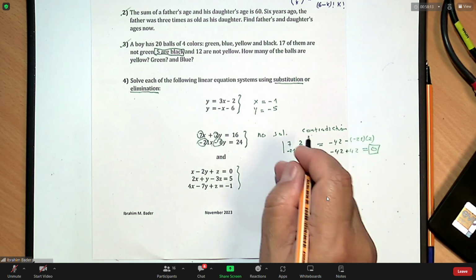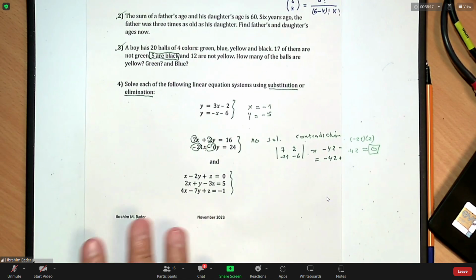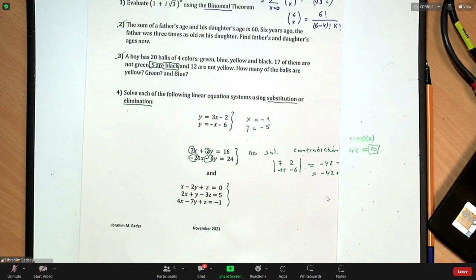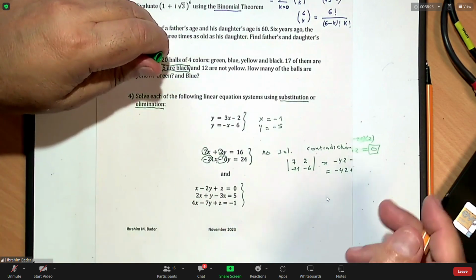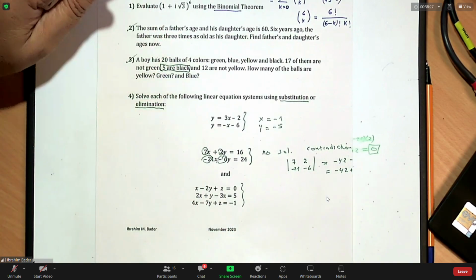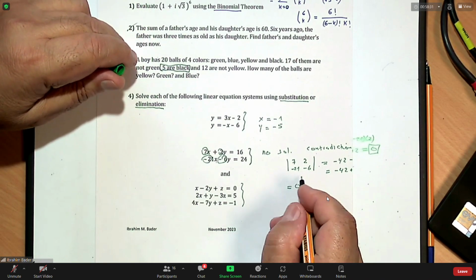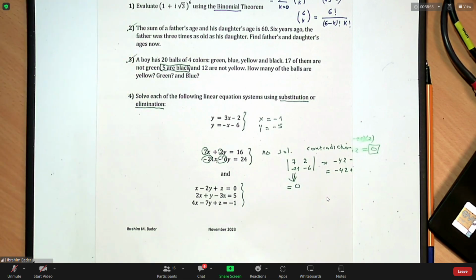So the fact that the determinant of the coefficients is 0 means, I'm sorry, I need to clean up my writing. Okay, so this determinant is 0. If the determinant is 0, then you conclude there's no solution.